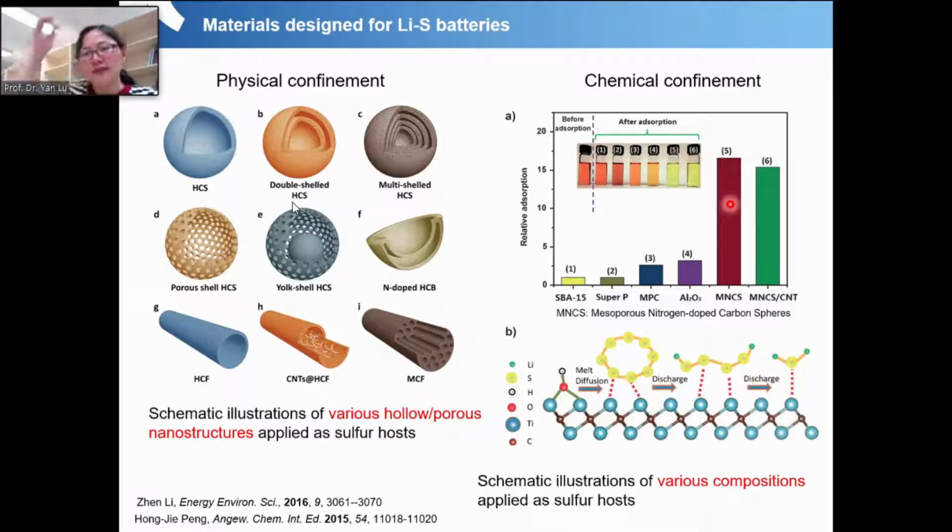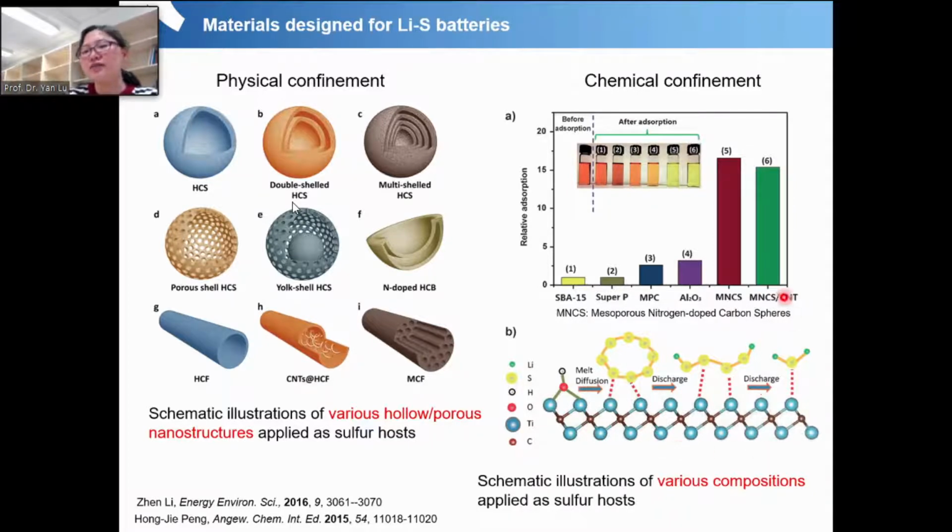As a second example, this is a titanium-based cathode material. Also due to the chemical bonding of titanium with the polysulfide, with sulfur, you can lead to a strong chemical confinement of the polysulfides. In this case, you can also use this as a sulfur host material for lithium sulfur batteries.